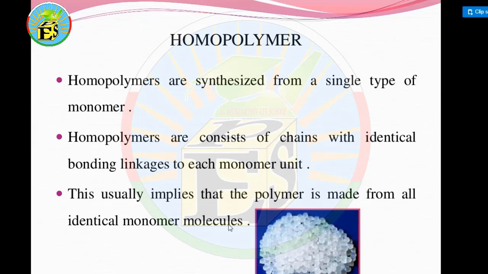In simple words, the polymer which is made up of same units. For example, if a protein is composed of one type of amino acid, it will be a homopolymer. But the protein which is composed of different types of amino acids is not a homopolymer. Homopolymer means same units are being used to make one big unit.